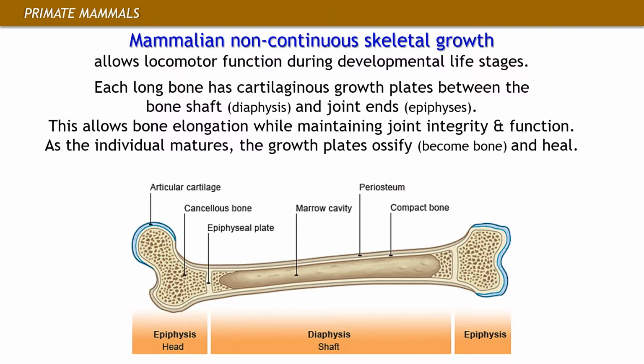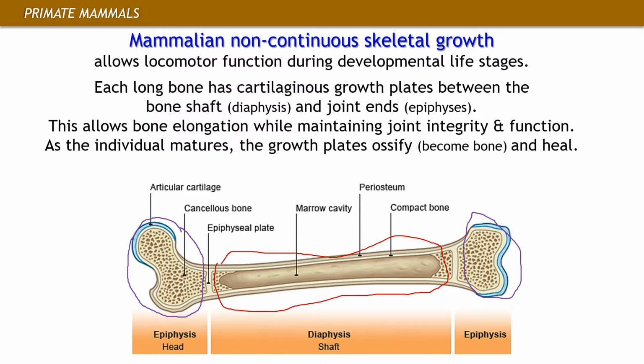Each long bone has cartilaginous growth plates between the bone shaft, the diaphysis, and joint ends, the epiphyses. So if you take a look over here, you'll find this is the epiphysis, begins with an E, and here is the other. These are the ends of the bones. We're looking at a femur. This is the femoral head that fits into the hip socket over here. And then right down the middle, we have the shaft of the bone, or diaphysis.